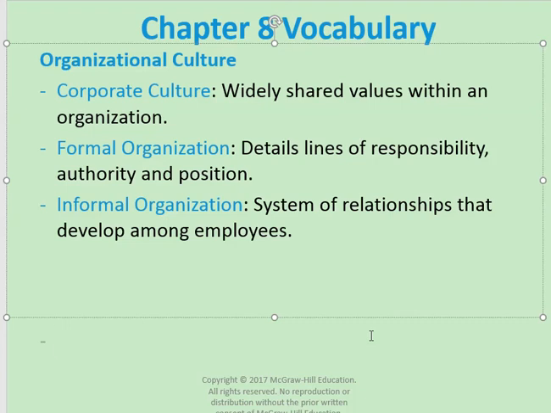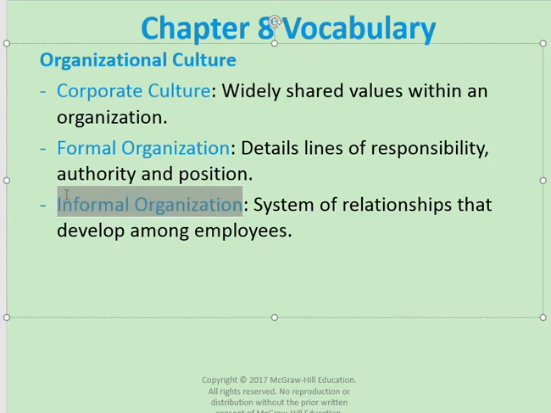This is your job. This is what you're supposed to do. This is how things work in our organization. Maybe the organization gives new employees a handbook of, hey, this is our formal organization, all the responsibilities, this is what we do here at our organization.